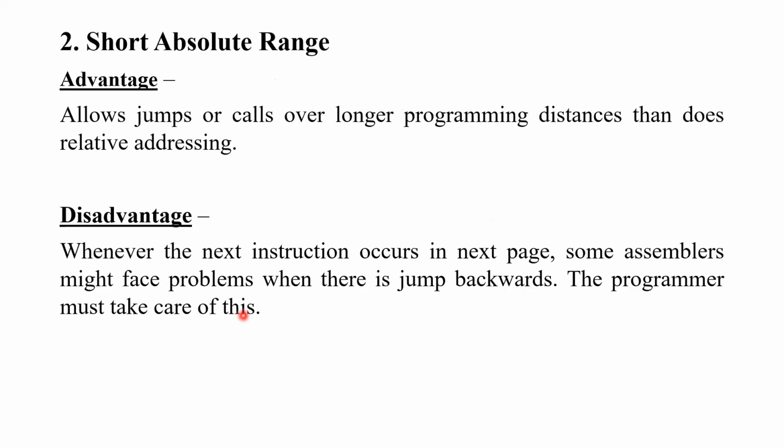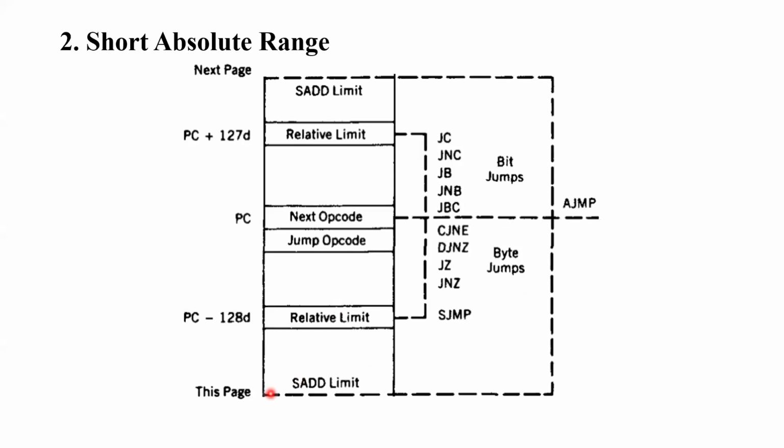One disadvantage with the short absolute range is this. Take an example where this is the limit and the page is something like this, and the jump instruction is at the last address, the last byte of the page, and the jump will go to the next instruction. If that next instruction is in the next page, the assembling is not an issue.